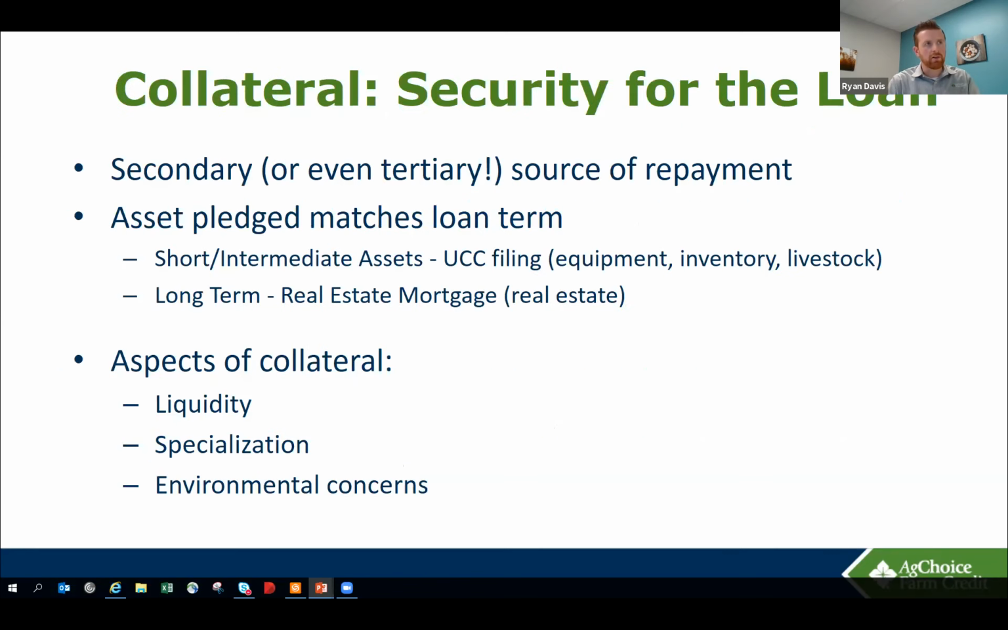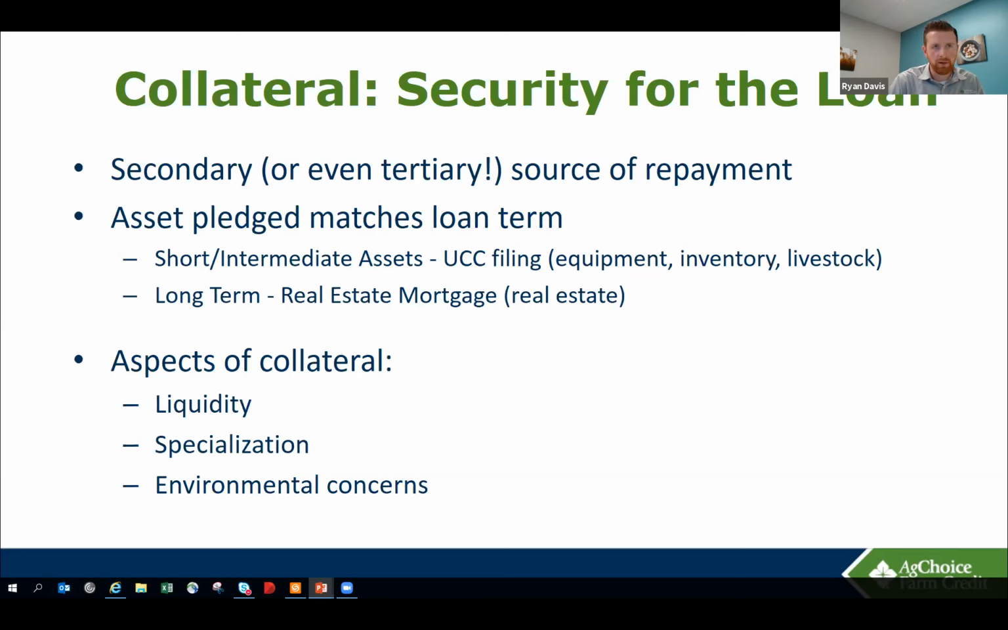The next C is collateral, which has to do with the security for your loan. As we talked about, in case of adversity, the lender's first line of defense is the borrower's repayment ability. The next would be the borrower's capital or net worth. And really the last resort is collateral. So the last thing that we ever want to do is collect somebody's collateral or foreclose on their property. It's really more of an insurance policy for the lender.